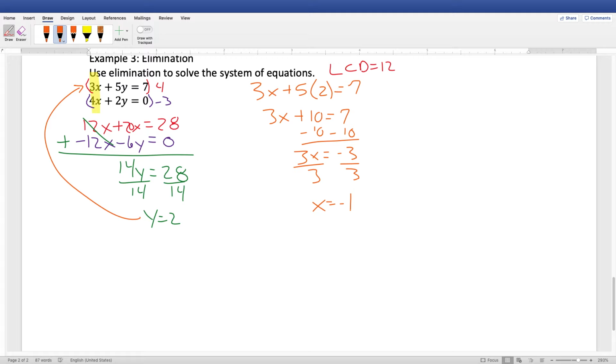Now I have my x value and my y value. I know my point of intersection, and that is going to be at (-1, 2), and that is your answer.